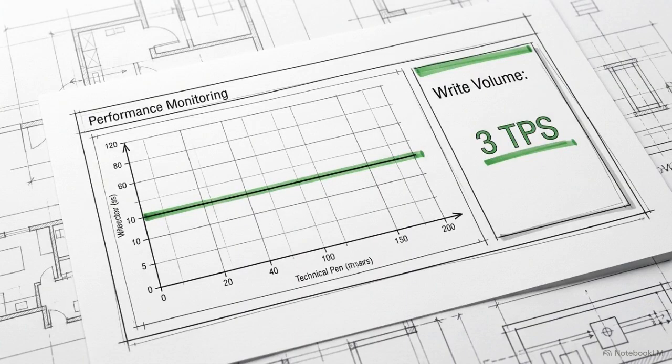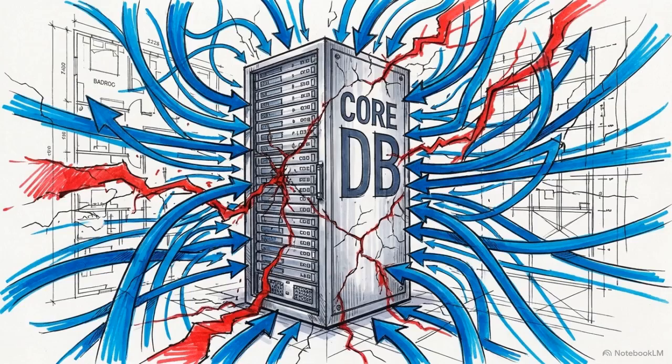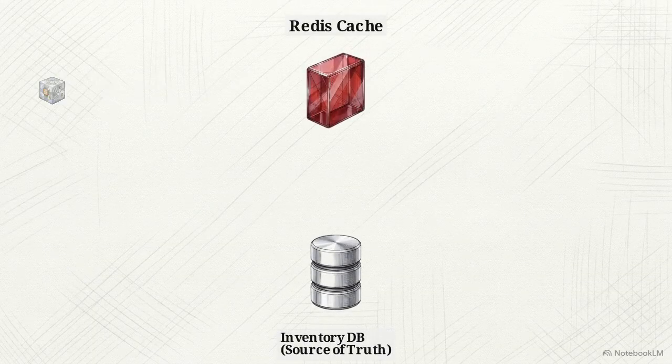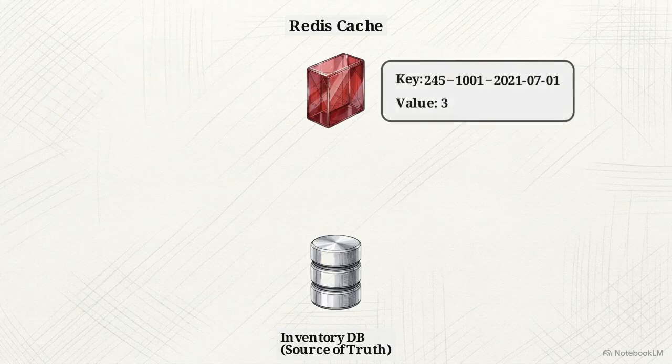Processing 3 writes per second is trivial, but satisfying the 300 queries per second of read volume without crushing the core inventory database requires an additional layer. We introduce a Redis cache layer. It sits directly in front of the database to absorb the massive volume of availability queries. The Redis structure requires a highly specific key: the hotel ID, room type ID, and the date.